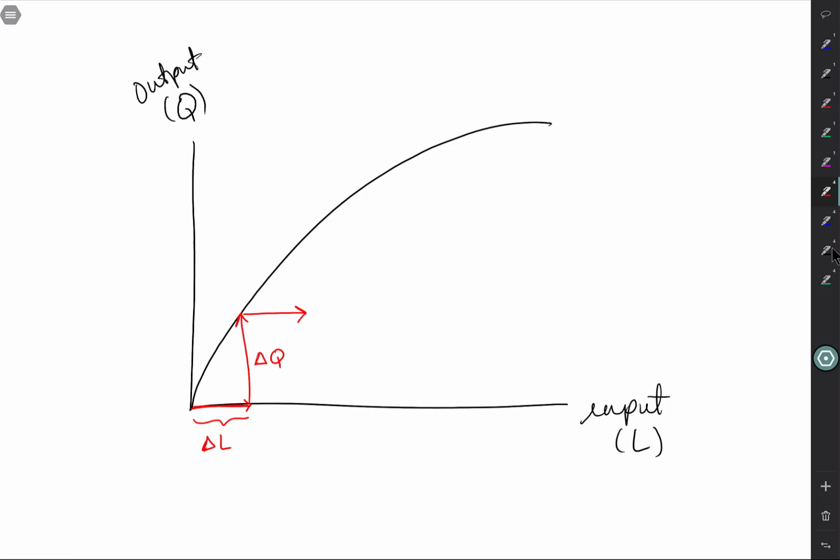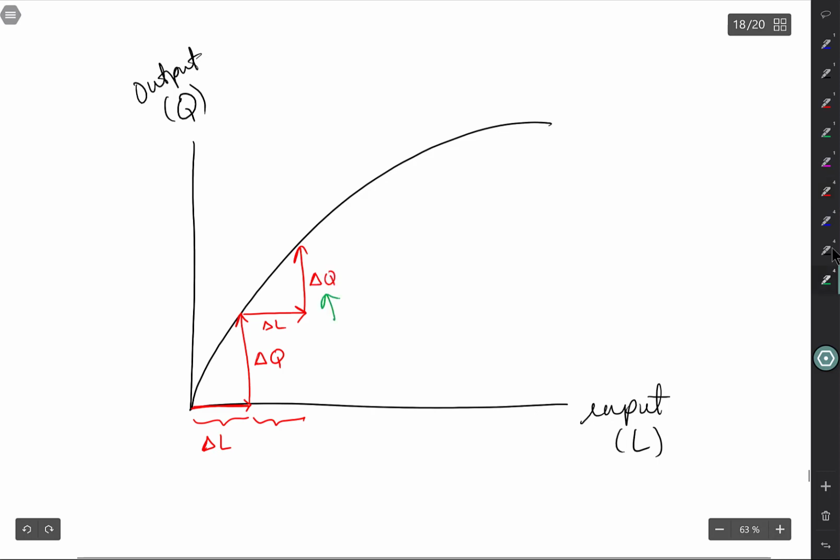So here's my additional labor. Again, this is the same delta L. And from that marginal amount of labor, not from this amount of labor, from this additional amount of labor, this is how much more output we're getting. That's our change in output, right? So our change in output as we change input by this marginal amount, delta Q, delta L.